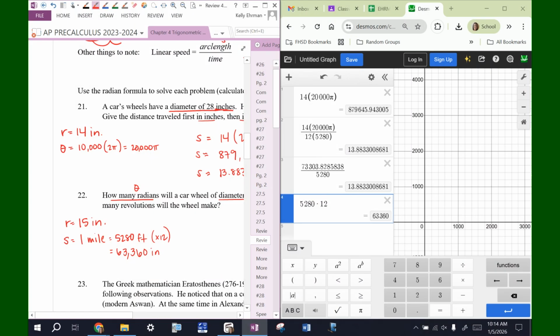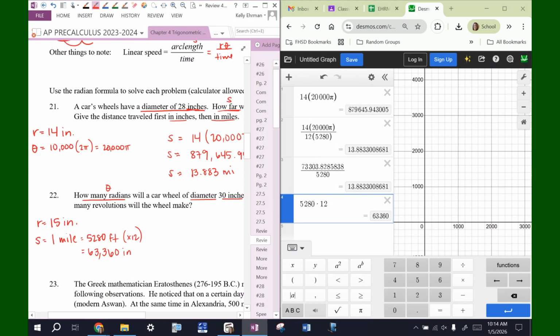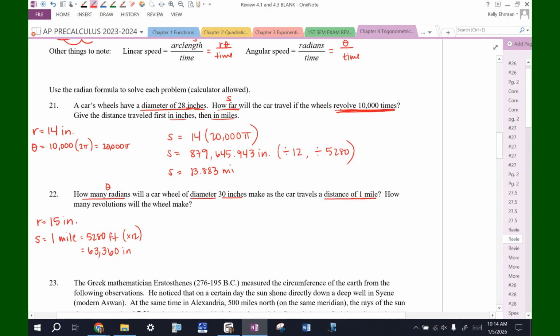All right, so what were we trying to solve here then? Let's see. How many revolutions will the car wheel make? So let's figure out theta, and then let's figure out how many revolutions that is. Remember, theta is equal to arc length over radius. And now that I have them in the same measurement, I can just divide these two numbers. So this will tell me how many radians theta is.